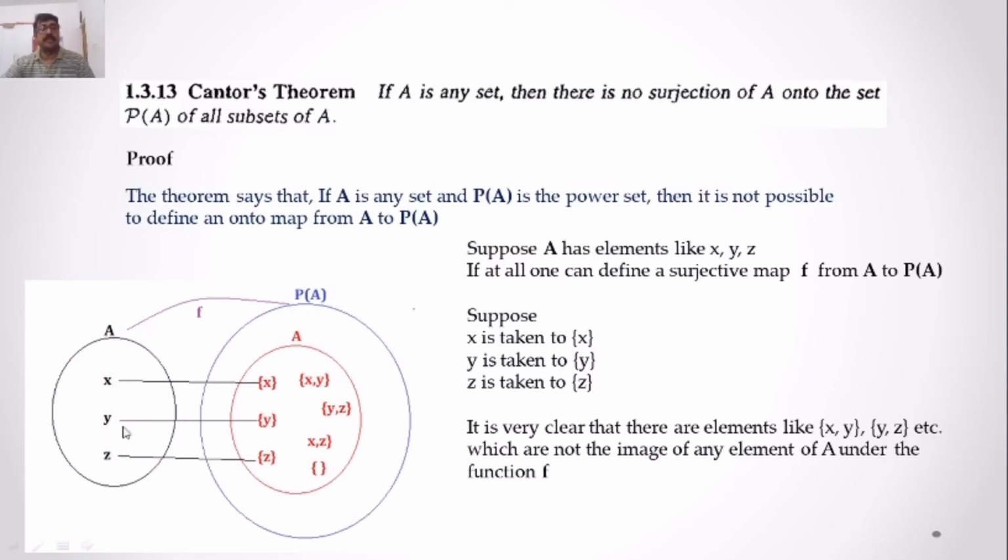for each element x, y, z, there should be some images here. Then only f becomes a function. So f(x), let us take set {x}. f(y) is equal to set {y}. f(z) is equal to set {z}. Clearly, the function is defined, but there are elements remaining here which are not having any connection with elements of A. So, this f cannot be a surjection from A onto P(A).